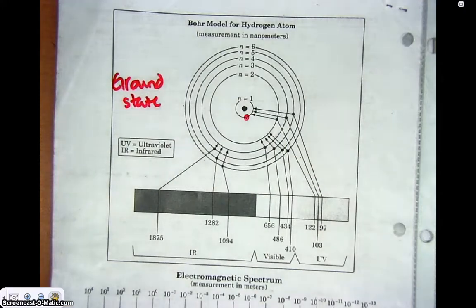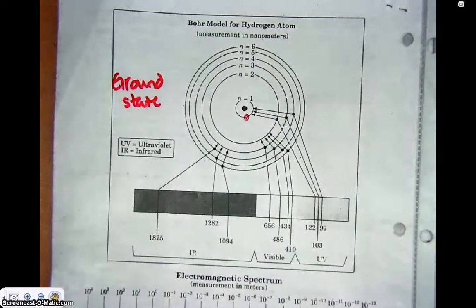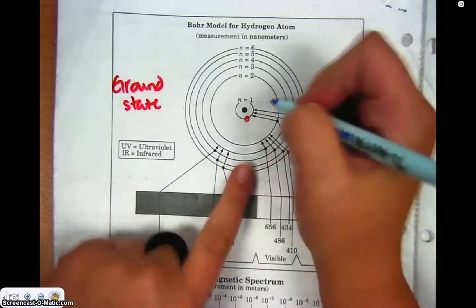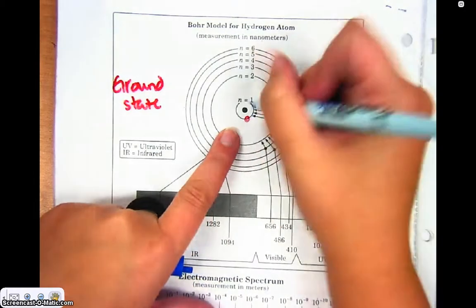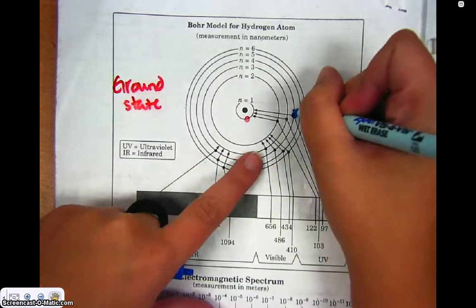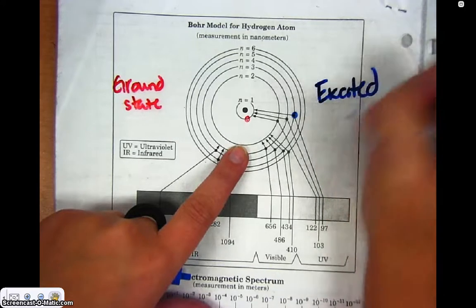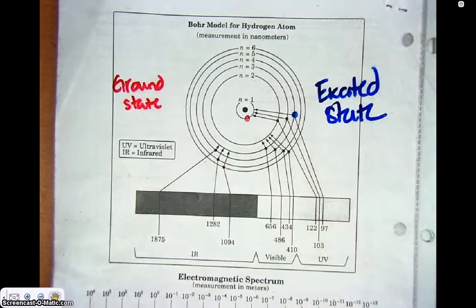However, we talked about exciting hydrogen, right? Exciting the atoms. So if I were to plug hydrogen into an outlet or light it on fire, that electron is going to absorb that energy. It's going to start jumping like crazy around in that atom. And when it absorbs the energy, it jumps up to an excited state. So let's say it jumps from 1, and now it's up here in the 4th shell, and that is an excited state. Right?